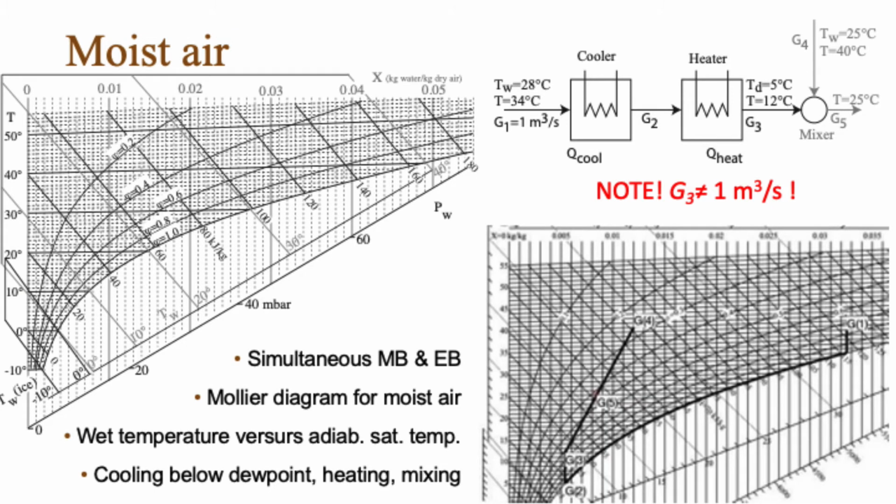After the midterm exam, the student learns to make and solve simultaneous mass and energy balances for the moist air system using the Molière diagram for moist air. Dry and wet density, wet temperature, dew point and adiabatic saturation temperature are important terms, and the student should be able to do calculations for cooling below dew point, heating and mixing. It is crucial in this section to understand that mass balances cannot be made in volume units.